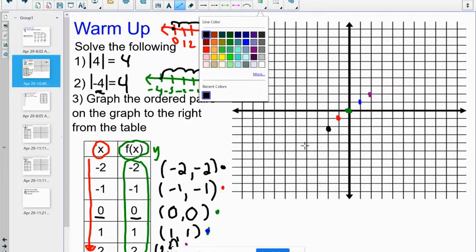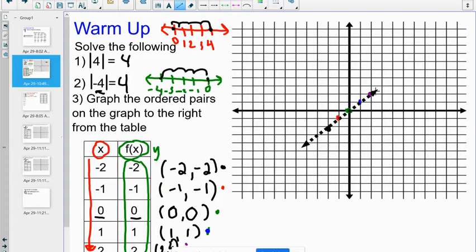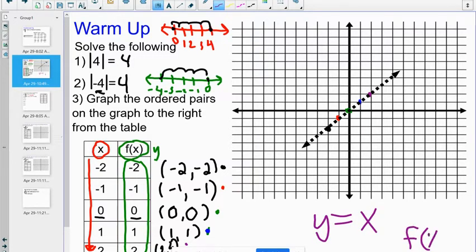Or all the points. So I'm going to draw a line connecting all of them. And there you go. And that's a good representation of what we'll be doing today. We're going to be having values in our table and plotting them. So this is a parent function. This particular one represents y equals x, or f of x equals x. That's the same thing.